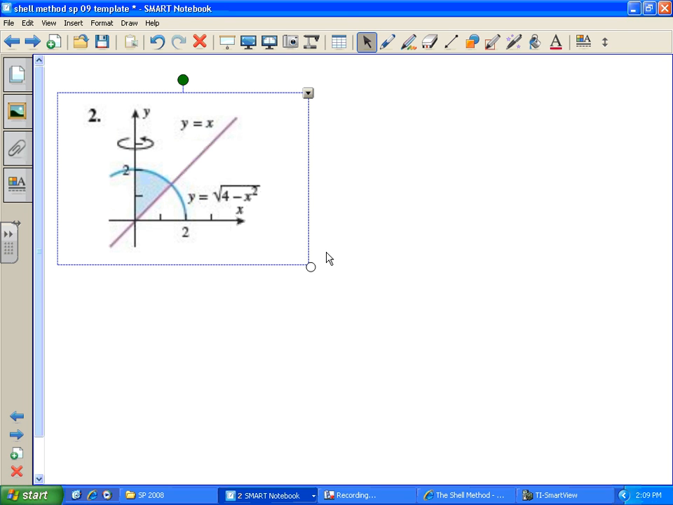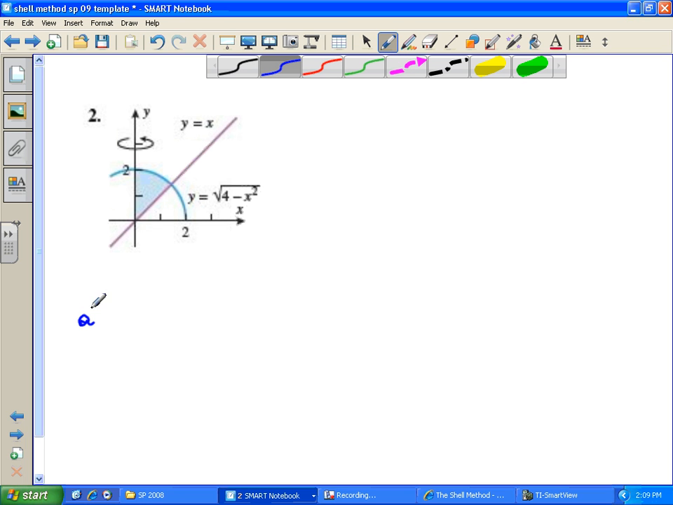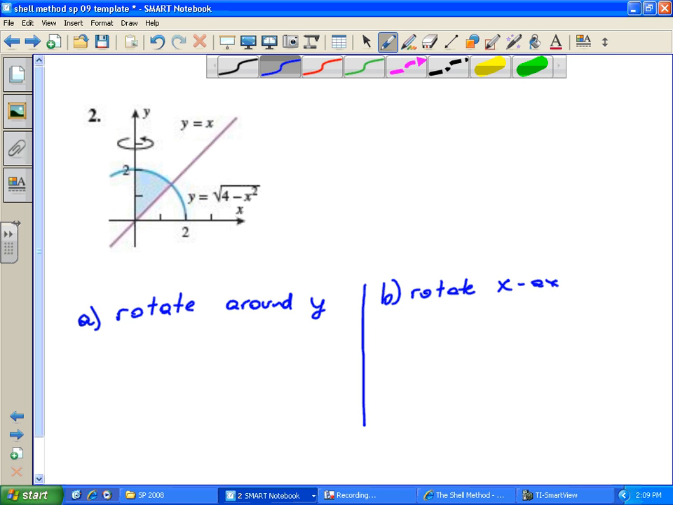In part A, I want you just to set up an integral. Assume the rotation is around the y-axis. Rotate around y. Just set it up. And in part B, rotate around the x-axis. Just set it up. At home, I want you to finish it and come back with answers. We'll check your answers next time, okay? Again, just setting it up in class.